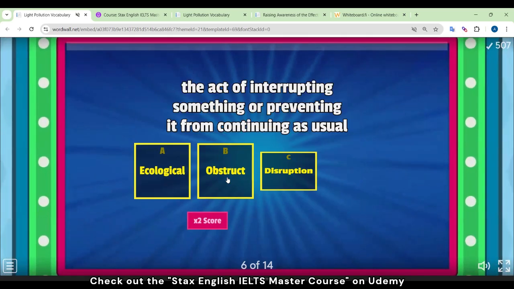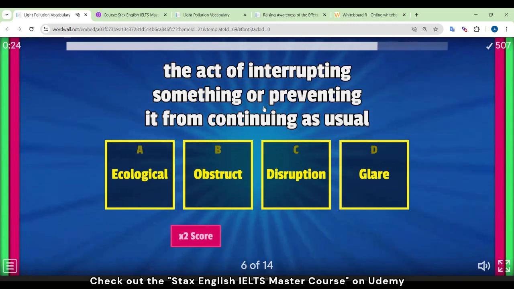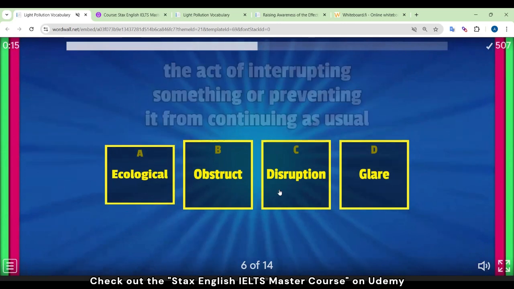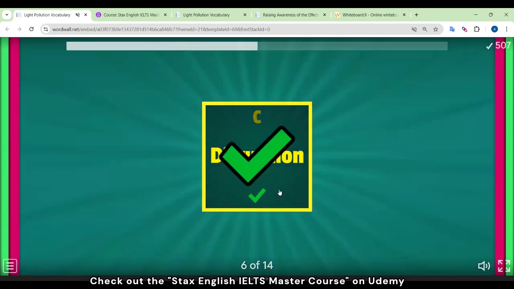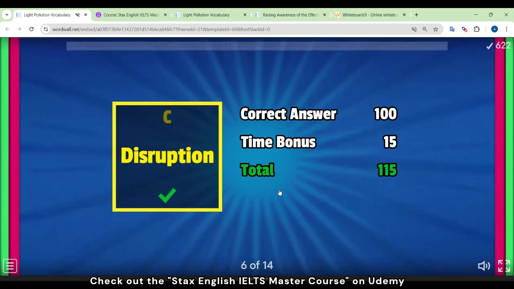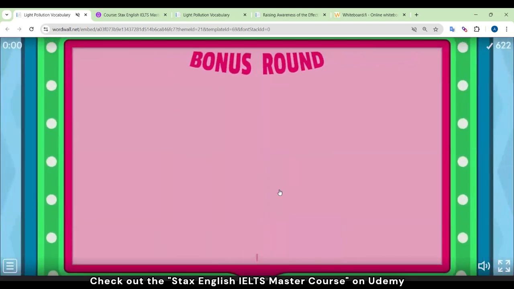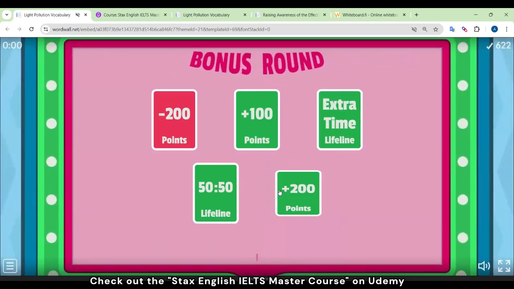Question 6. So next we have the act of interrupting something or preventing it from continuing as usual. So when you interrupt something, you get in its way, stop it from proceeding as usual, maybe stop it altogether. Does it disruption? Disruption is the act of, yes, interfering with something or interrupting something. Well done. And we had a very similar word to choose from there, which was obstruct, which is a verb rather than a noun.